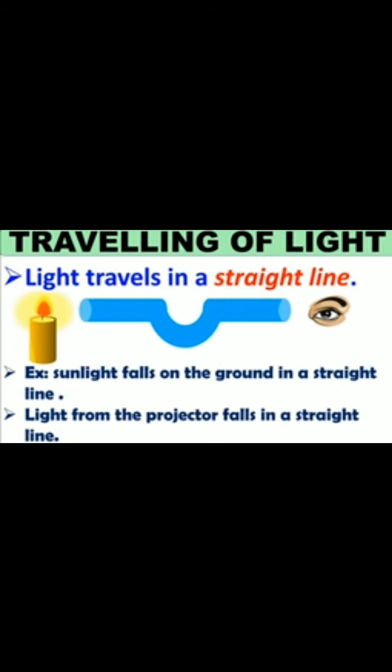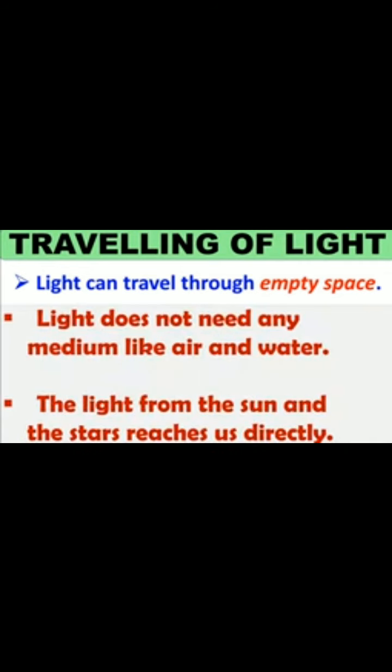Let's take an example. In your daily life, you have seen sunlight falls on the ground in a straight line, not in a curved line. And second, light from the projector falls in a straight line, as you have seen in a cinema hall. Light can travel through empty space. This is the second property of light. Now see, light does not need any medium like air and water to travel. The light from the sun and the stars reaches us directly. Why does this happen? Because there is no medium between us and the sun.